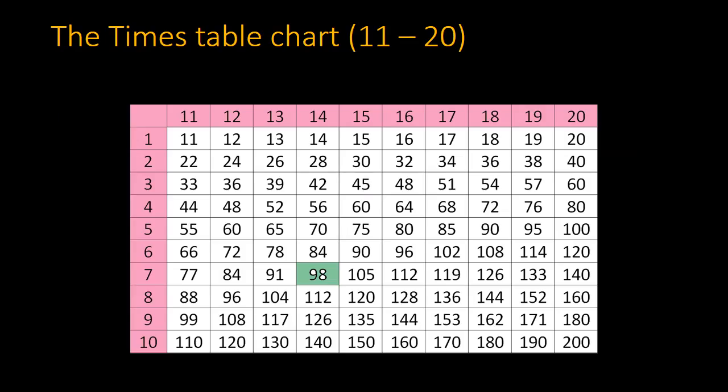So for example, let's take the number 14 from the row and 7 from the column. Now 14 and 7 are meeting at the number 98. This suggests that 14 into 7 is 98. And this also shows the commutative property of multiplication. That is, if we change the order of the factors, the product does not change. This suggests that 14 into 7 is the same as 7 into 14.